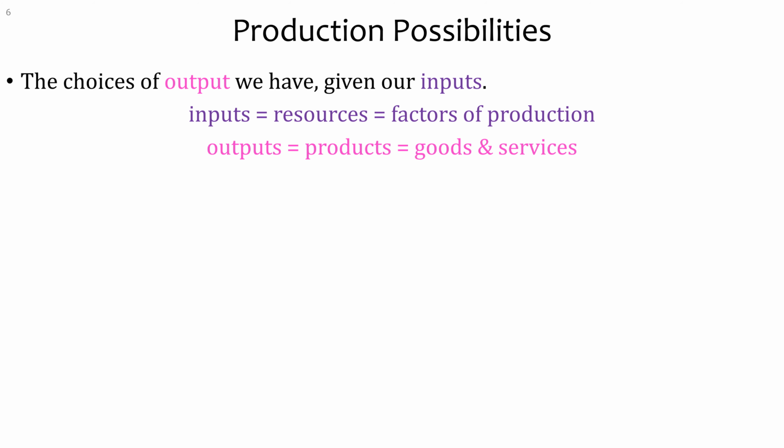Okay, so inputs are the beginning of the production process. Inputs are what goes in to the production. Output is what comes out. It's the end. So inputs and outputs are the two extreme ends of the production process.